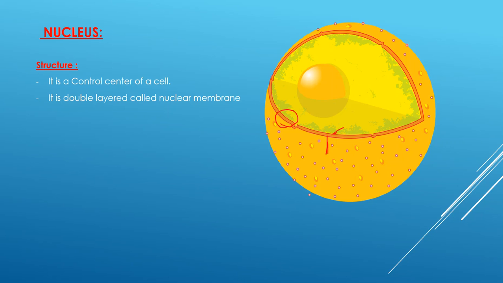The space which is present between these two membranes is called the perinuclear space, in which different types of enzymes are present. They are mainly responsible for the formation of the membrane.